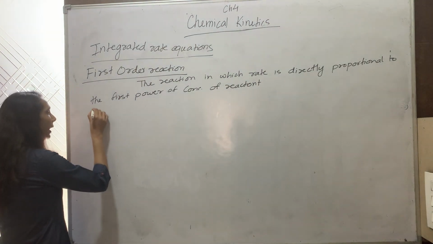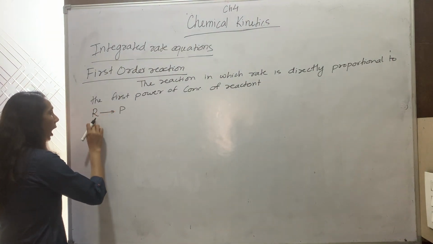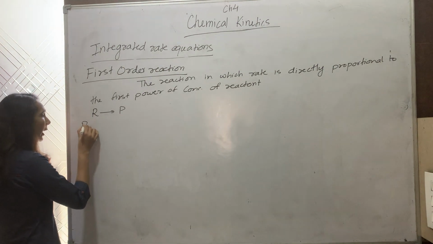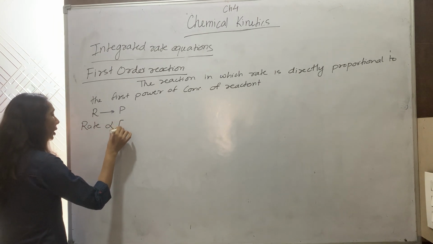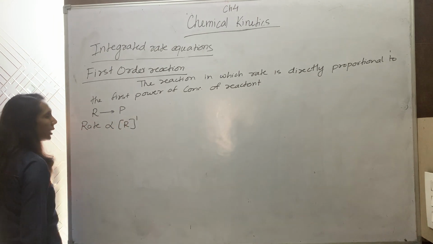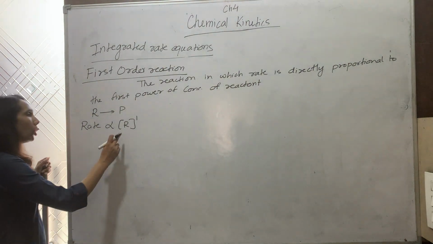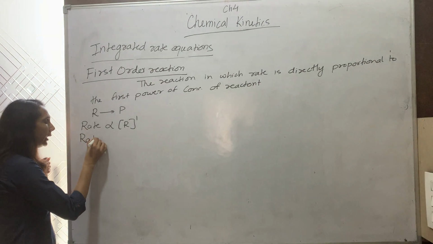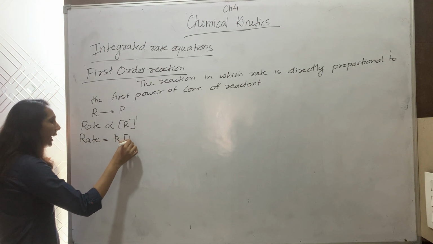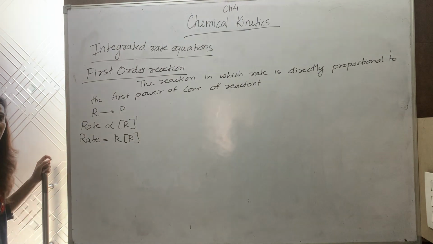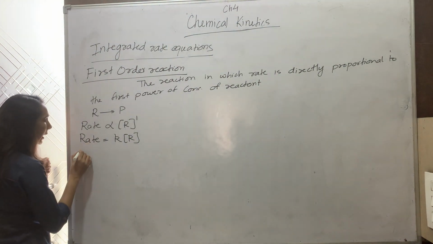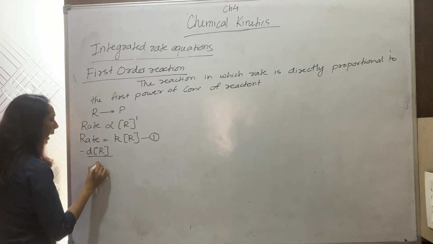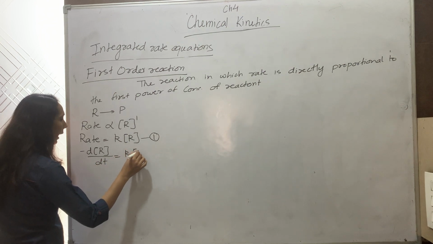That means if I consider the same hypothetical reaction R to P, but the rate of reaction is directly proportional to the first power of the concentration of reactant. That means concentration of the reactant raised to the power 1. When I remove the proportionality sign, I put the constant K. So rate is equal to K[R]. Now rate in the differential form, minus d[R] by dt is equal to K[R].